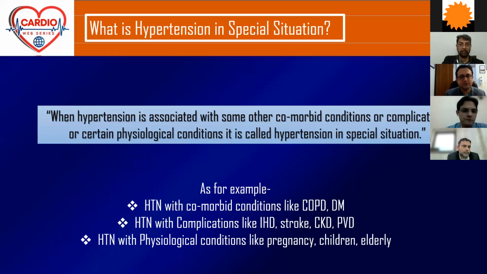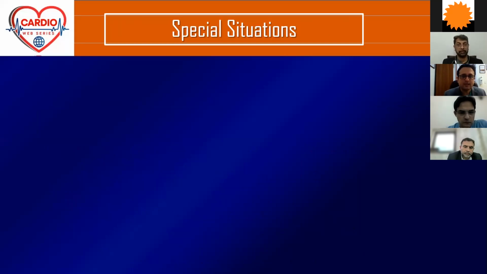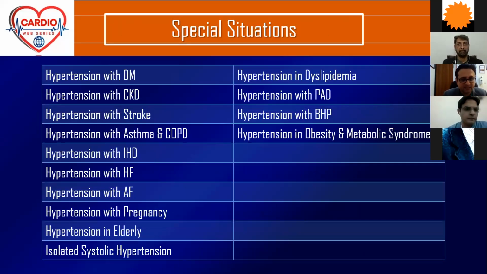So these are the situations which we term special situations. The term coined for this is hypertension in special situation, when hypertension is associated with another comorbid condition or a physiological condition. What are the special situations? We have diabetes, CKD, stroke, asthma, COPD, ischemic heart disease, heart failure, atrial fibrillation, and so on. So we're going to touch on the more common ones in our short talk.